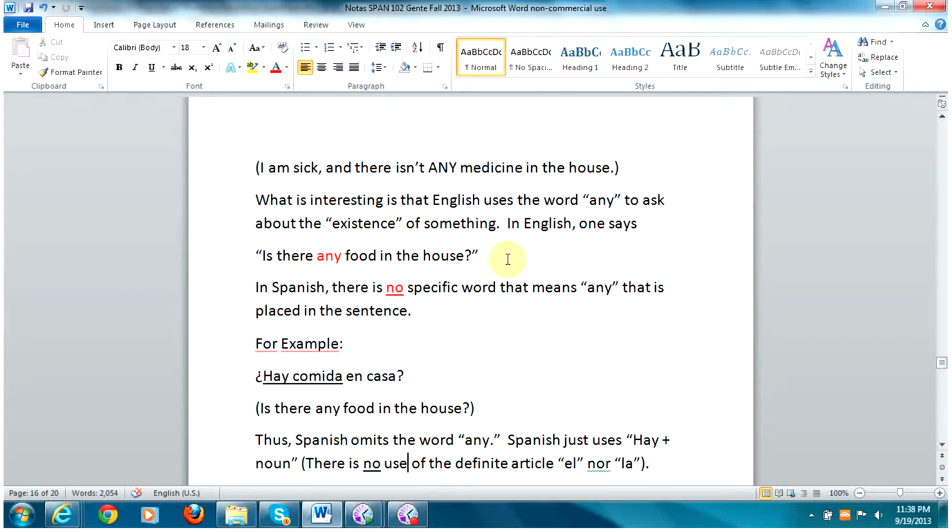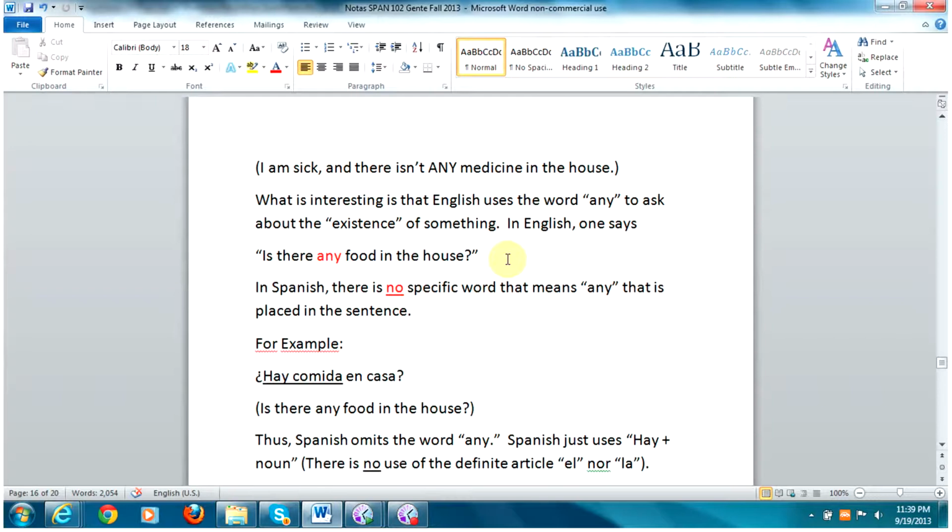What's interesting is that in English, we use the word any to show that there's the existence of something. In English, we would say something like, is there any food in the house? In Spanish, there's no specific word that means any that's placed in the sentence. So, ¿hay comida en casa? Is there any food in the house? Spanish omits the word any.